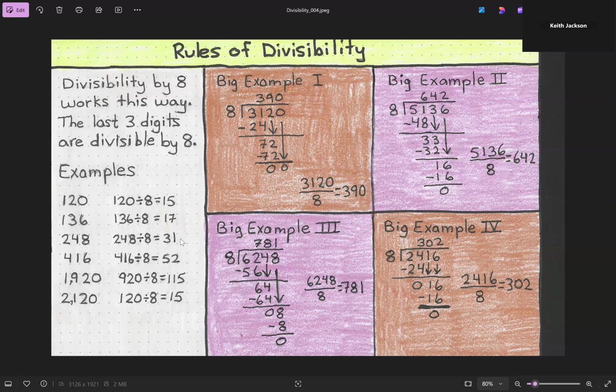All right. And the reason why I'm giving you those examples is because that will help us prove our case that when the last three digits are divisible by 8, the entire number will be divisible by 8. And let's take a look at big example 1 to prove our point.